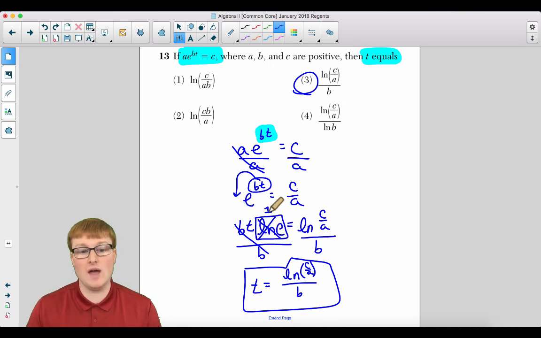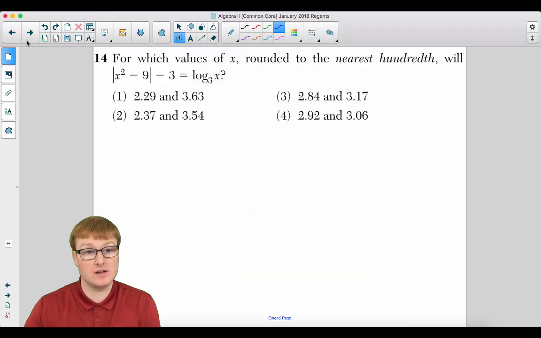The natural logarithm should go after the exponent that we move down. So your answer is going to be choice 3. Moving on to number 14.